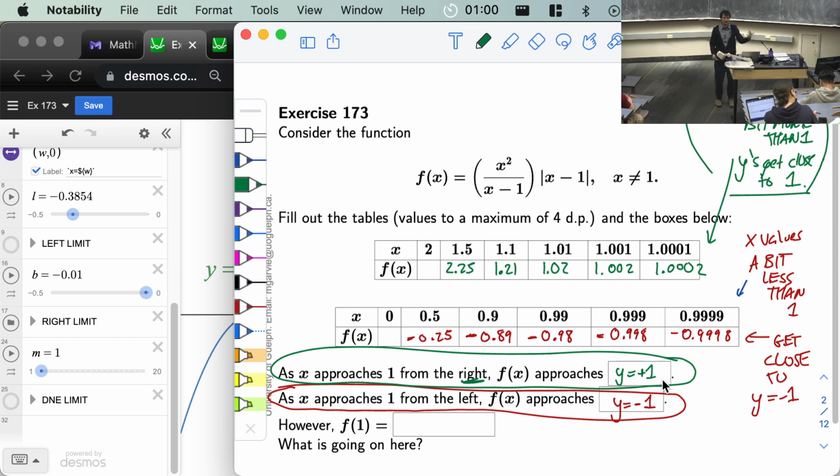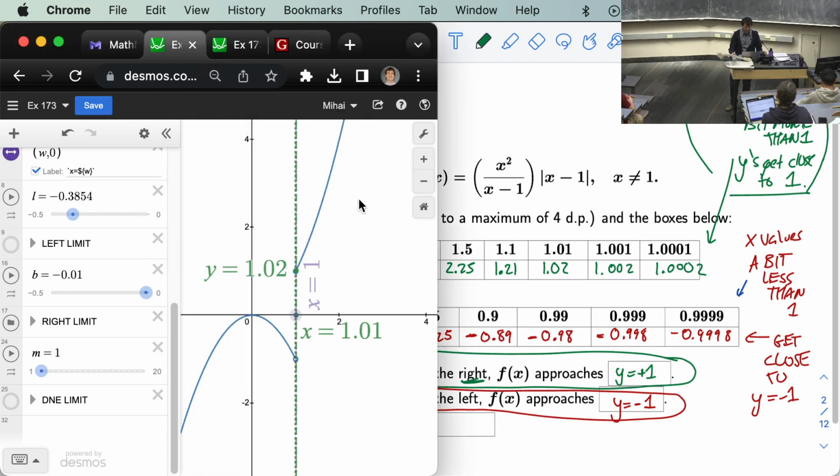It could go to 1 from the left. It could go to 1 from the right. And it matters because in different situations, the y values do different things. So sometimes the y values will go to -1. Sometimes the y values will go to +1. It depends. Okay, so we have to be careful. So what is the correct answer for this thing?